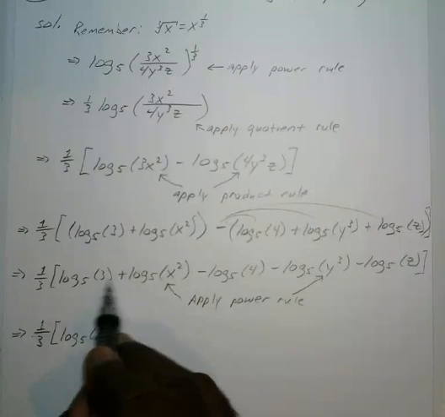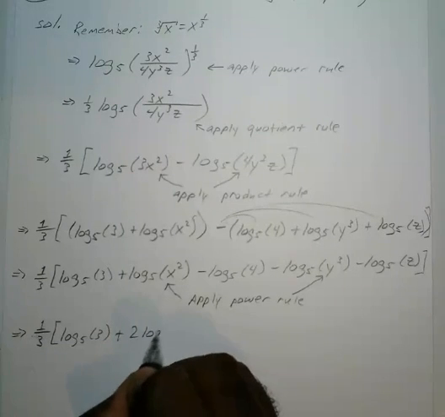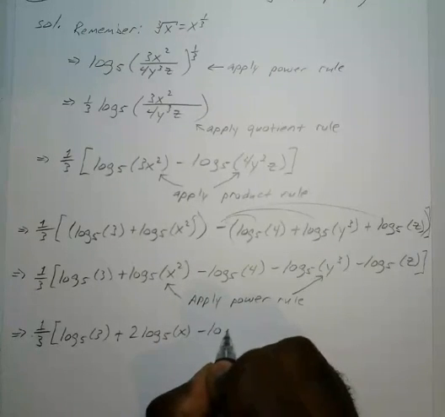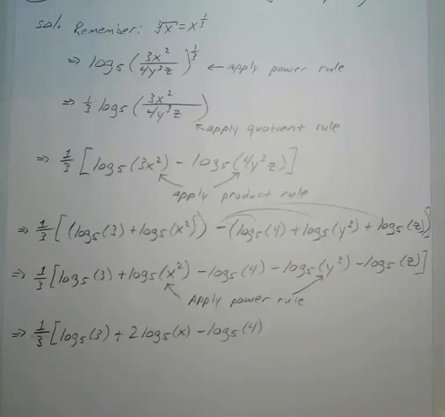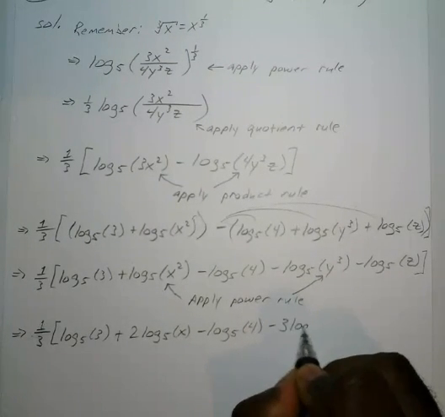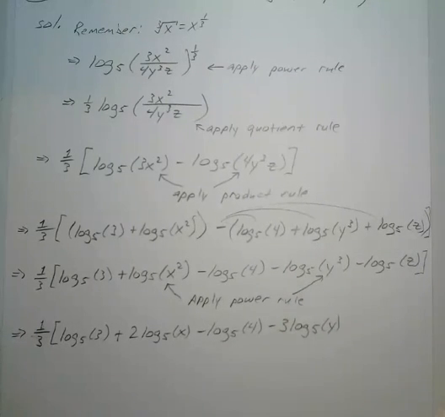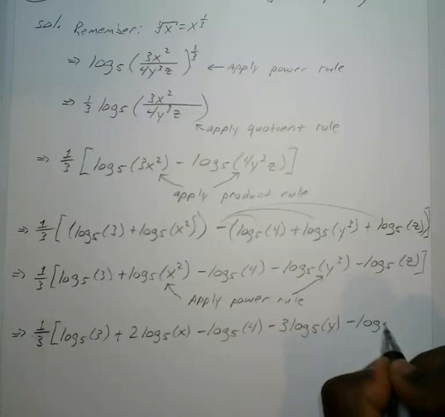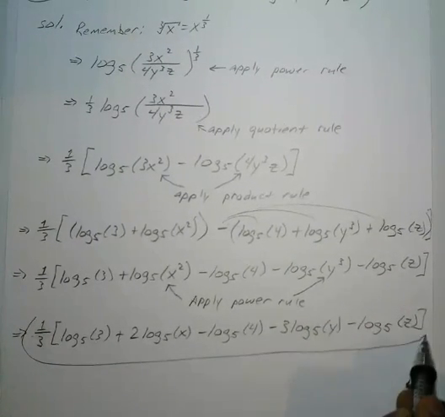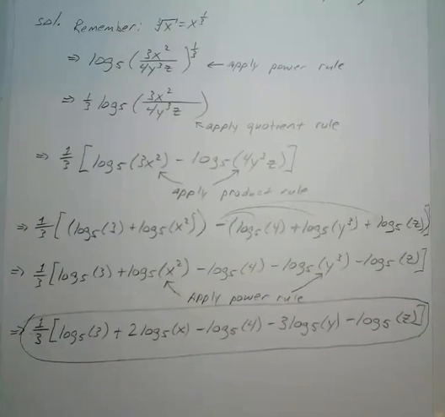plus that 2 can come down to the front. So we have 2 log base 5 of x minus log base 5 of 4 minus that exponent 3 can come down to the front. So 3 times log base 5 of y minus log base 5 of z. And that would be your final answer. Okay, so that shows us how to expand our logarithm.